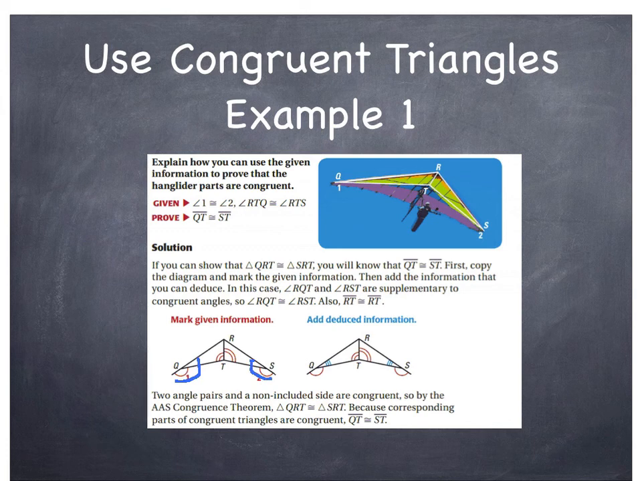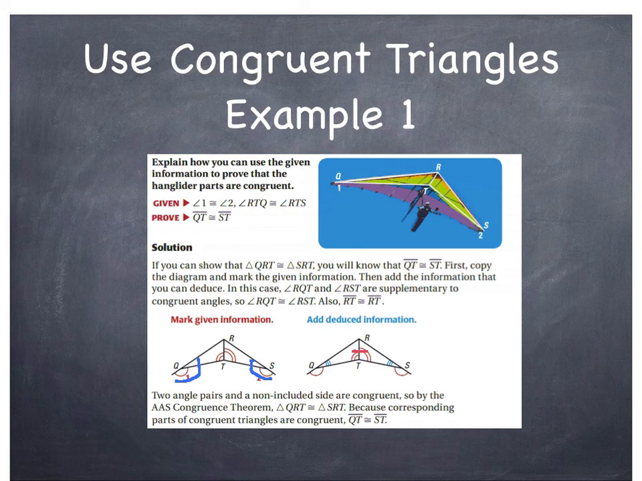Alright, so now we know that 1 is congruent to 2. Well, we could prove that because 1 is congruent to 2 and they're both supplementary to each other, right, that those 2 angles, RQT and RST, have to be congruent to each other. Okay? And also, the good old reflexive property is going to help us out again. RT on the left triangle, namely RQT, has to be congruent to RT on the right triangle, namely RST.